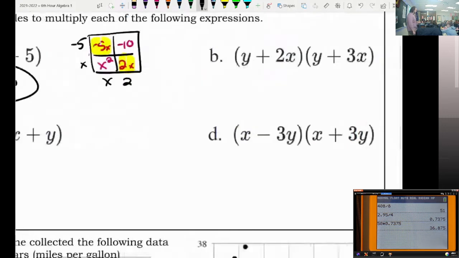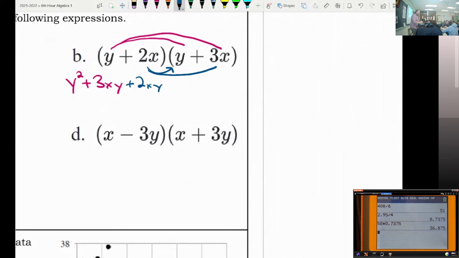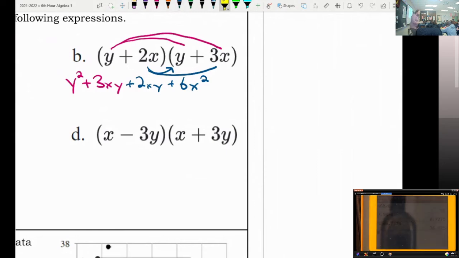If you don't like the generic rectangle, which you might be getting a little too old for that stuff, what you can do is just kind of use arcs or something like that, as long as you have a way of remembering that you've got every possible combination. Y times y gives you y squared. Y times 3x gives you 3xy. 2x times y gives you 2xy. And 2x times 3x gives you 6x squared. Bet, as the kids say. Of course, the middle ones can combine together, so you get y squared plus 5xy plus 6x squared.